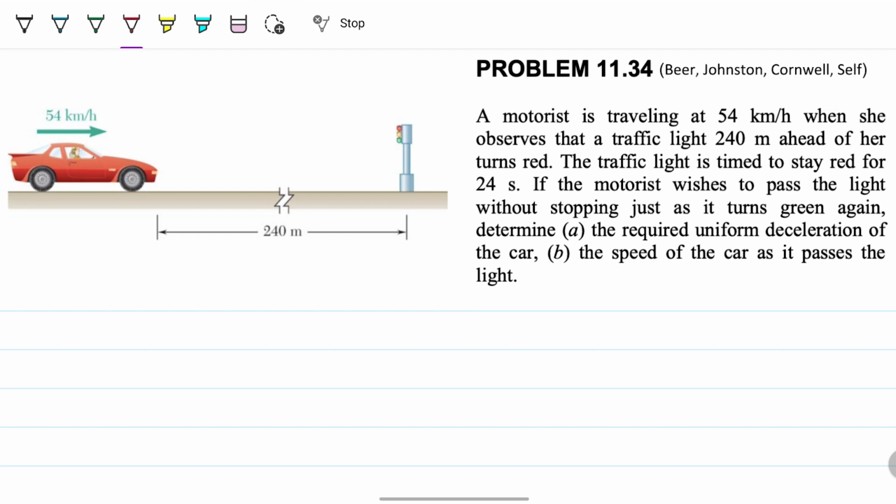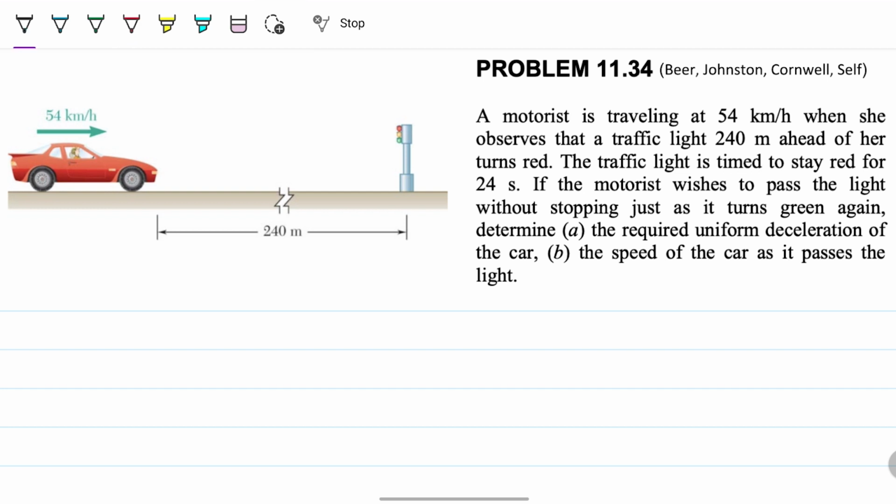So problem 11.34: a motorist is traveling at 54 kilometers per hour when she observes that a traffic light 240 meters ahead of her turns red. The traffic light is timed to stay red for 24 seconds. If the motorist wishes to pass the light without stopping just as it turns green again, determine the required uniform deceleration of the car and the speed of the car as it passes the light.